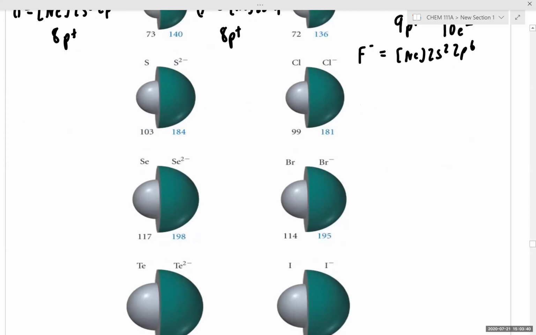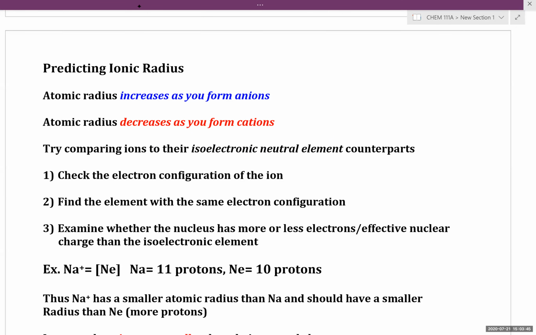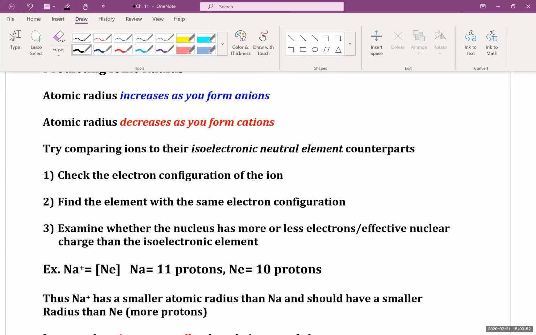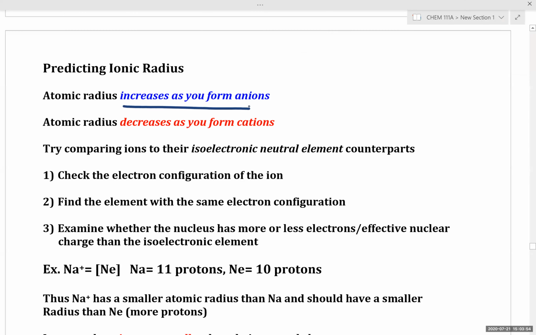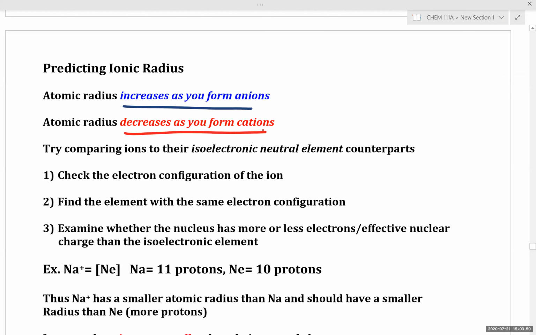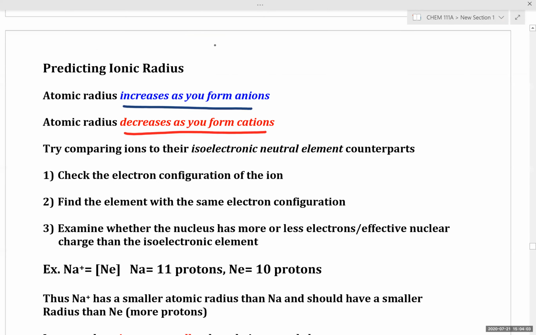Okay, if we don't have any further questions, let's talk about a general rule set for predicting ionic radius. In general, atomic radius will increase as you form anions, and your radius will decrease as you form cations. As a general rule to shortcut estimating the radius of an ion, first, I want you to try comparing your ion to its isoelectronic neutral element.